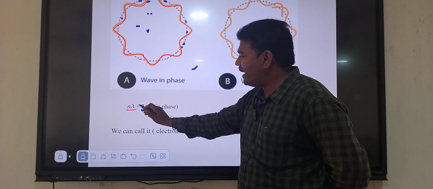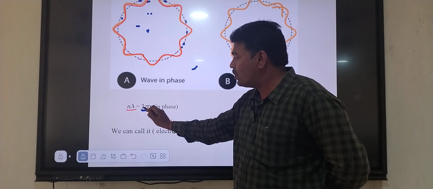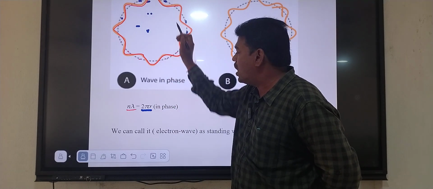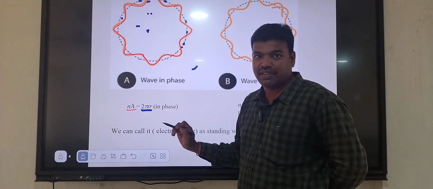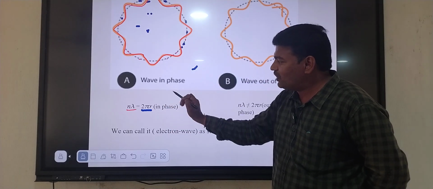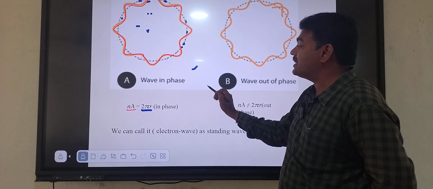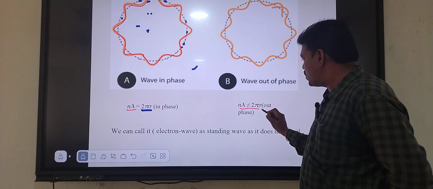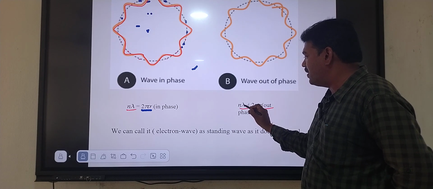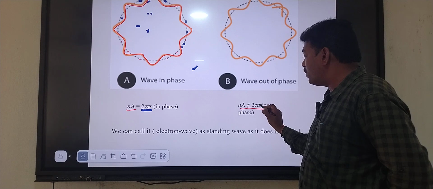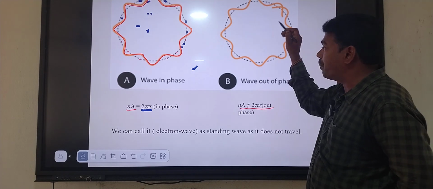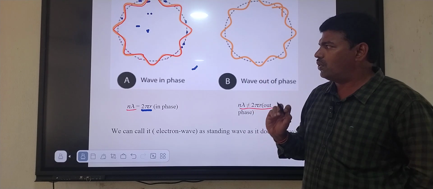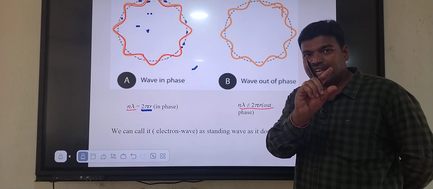So when n lambda, the length of the electron wave, is equal to 2 pi r, the circumference of the circular orbit, then this stationary wave is in phase. And if the wavelength of this electron wave is not equal to the circumference of the circular orbit, then that stationary wave is out of phase. You need to differentiate the two terms.